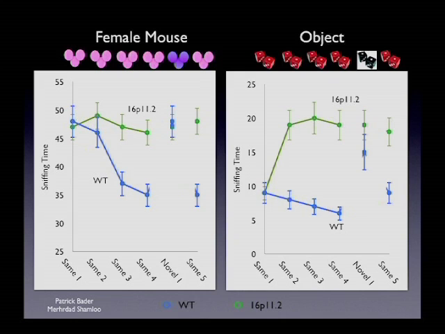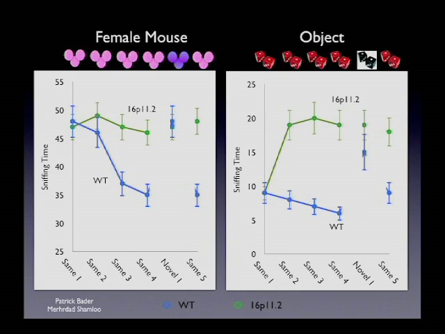So you can quantify this kind of stuff, and this is what it looks like. If you look at the wild type mice as a function of time, they become less and less interested in the female. And if you introduce a new female, they're very excited again. If you take the old female and put it back, they're not interested. If you look at the 16p mice, they just don't seem to lose much enthusiasm.